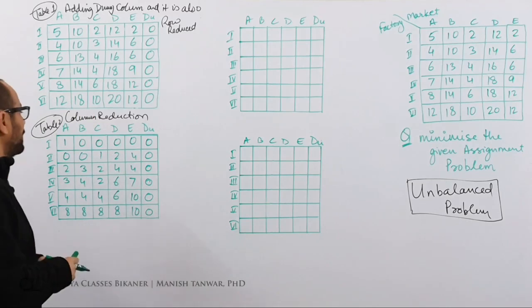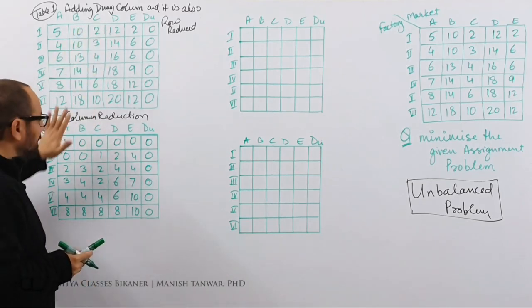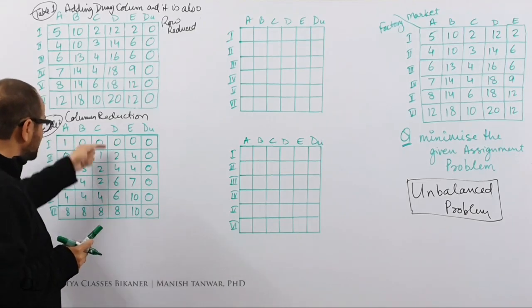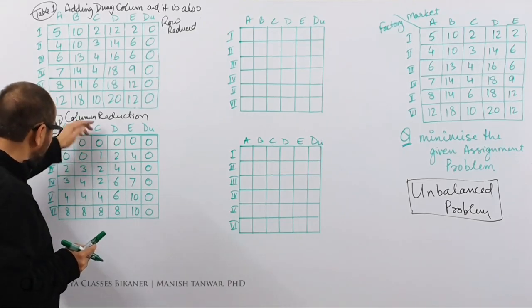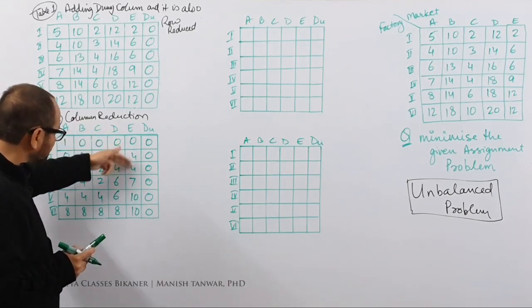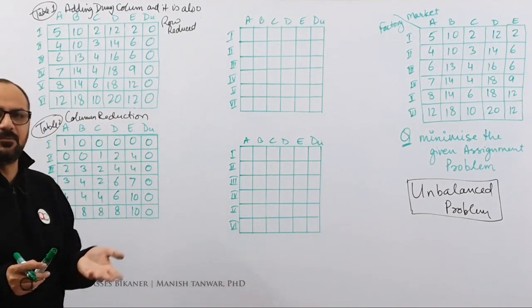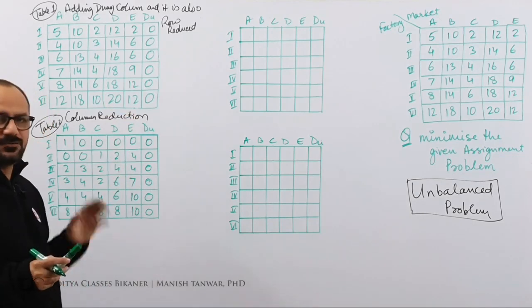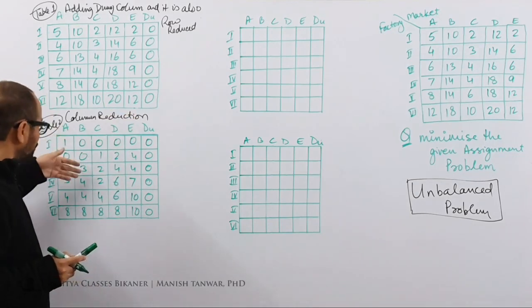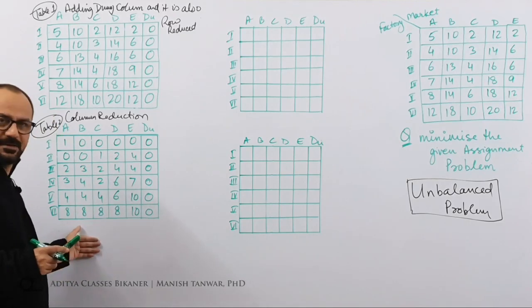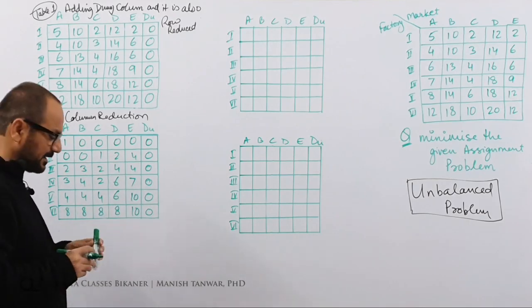So I have a row reduced matrix and I have a column reduced matrix. Each column is having at least one 0. The third column is having this, this, this. Every column is having at least a 0. There may be more. There are 6 of those, there are 2 of those, but at least one 0 is everywhere. Now can we go in for assignment of this? Let us go for assignment.